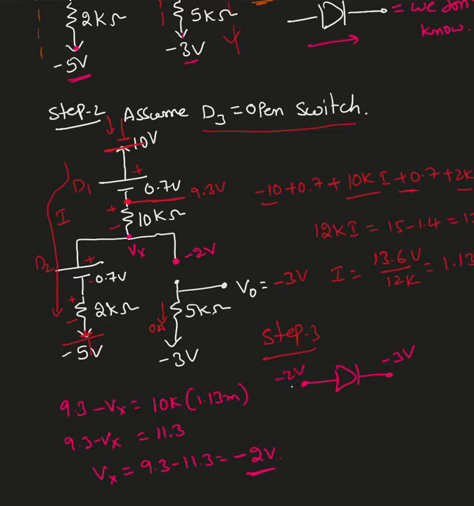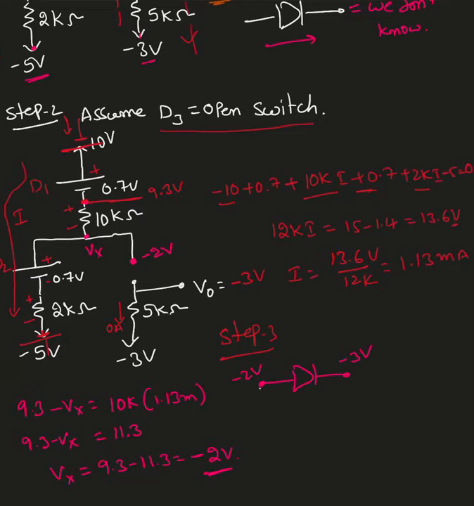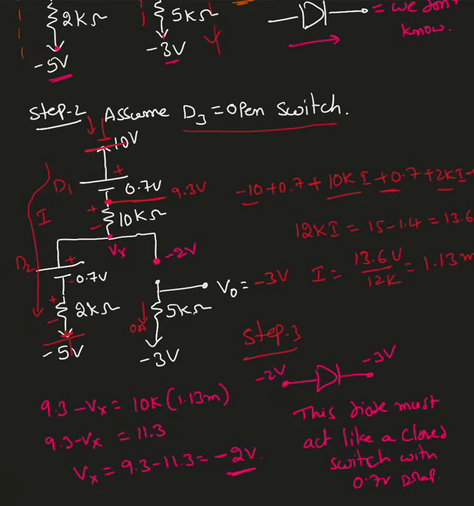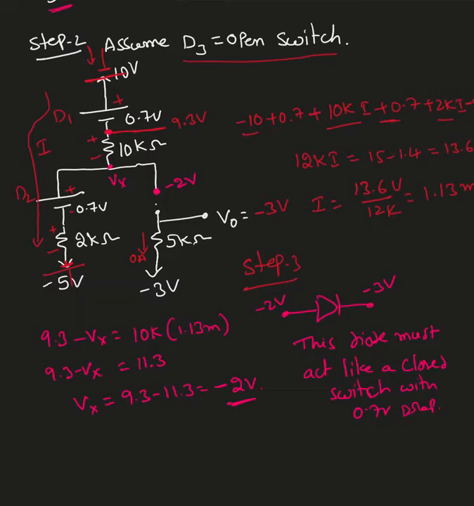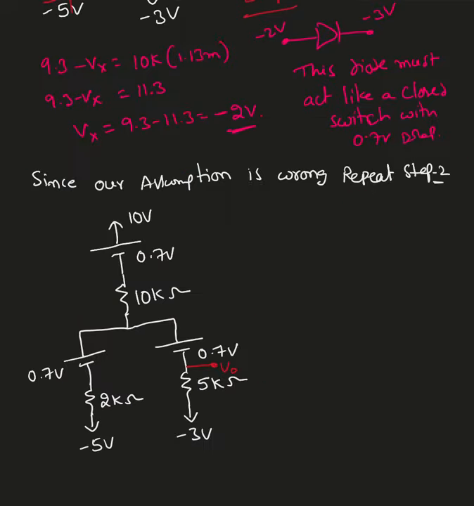So my anode voltage is minus 2 volts, cathode voltage is minus 3 volts, and you're saying this diode is acting like an open switch. Is that true or false? Here it must be false because anode voltage is higher than the cathode. So it's a false statement. Since anode voltage is higher than the cathode voltage, this diode must act like a closed switch with a 0.7 voltage drop. So our assumption is wrong completely. So what we need to do is repeat step 2. This time I'm going to make this diode act like a closed switch. So here we are repeating step 2 again.